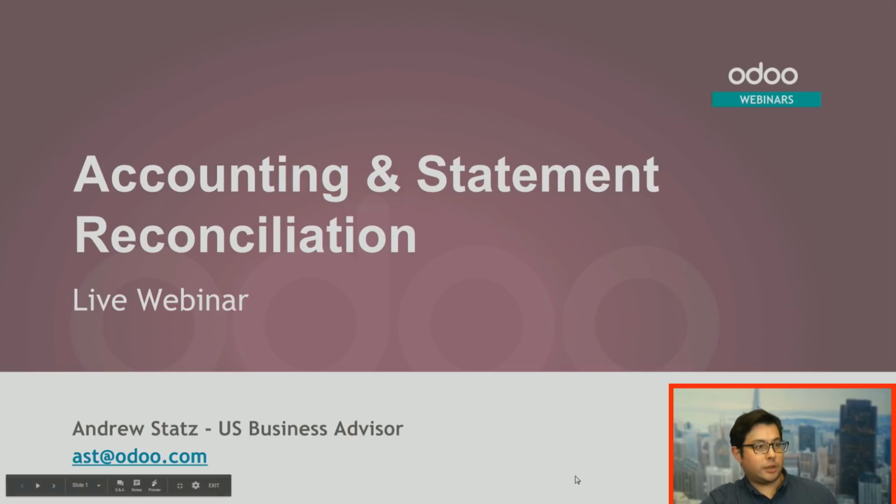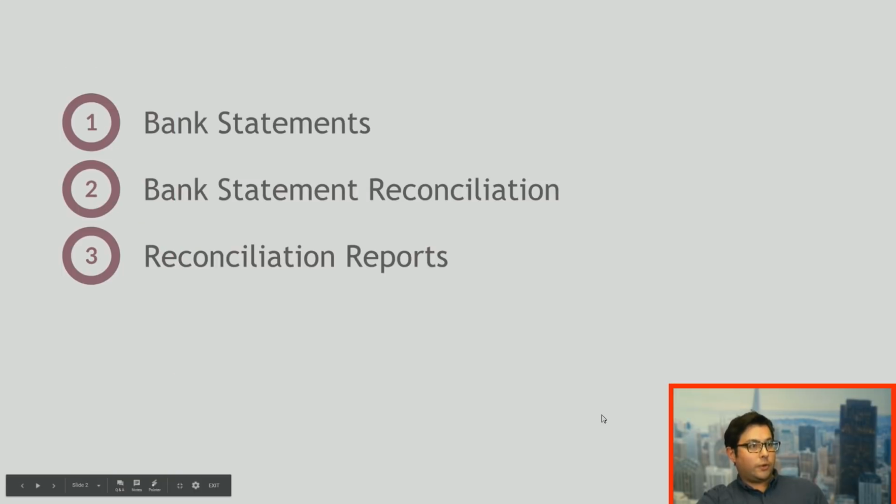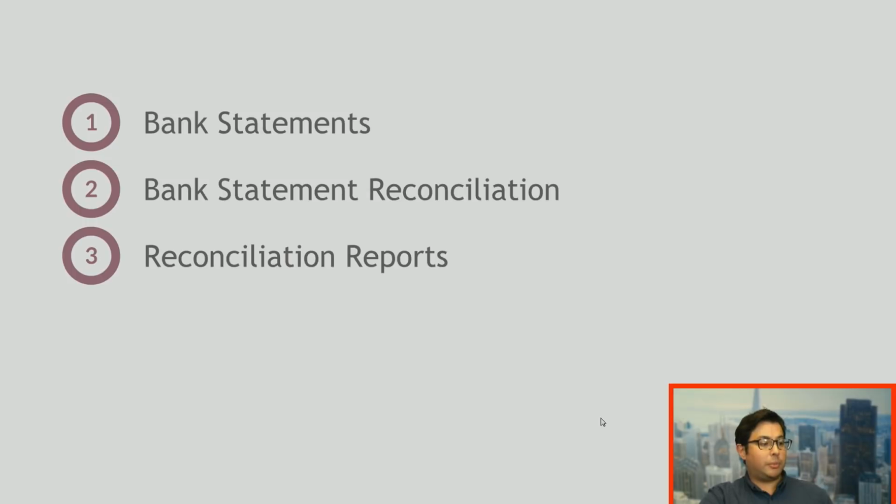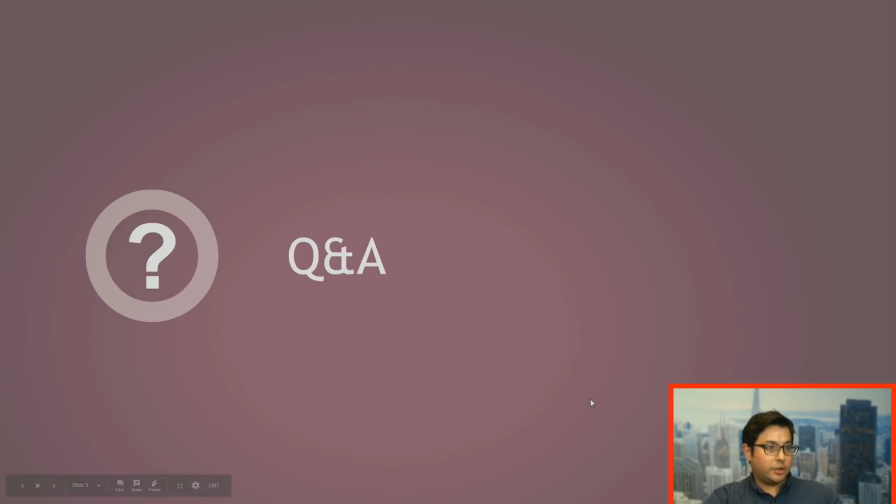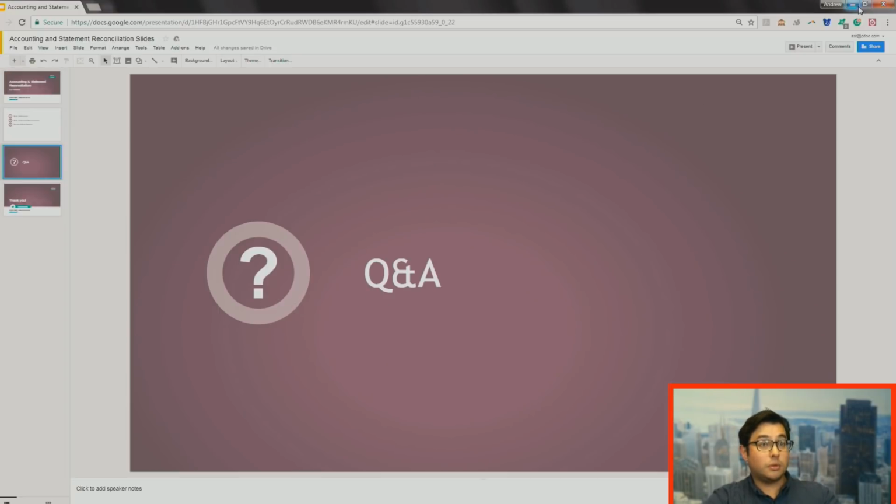Thanks, Todd. All right, everyone, hold on to your butts because we're going to go through the exciting world of accounting and statement reconciliation today. Let's get started. First I'm going to walk you through the three methods you can use to import bank statements into Odoo, and then we're going to take a look at bank statement reconciliation. Finally, we're going to look at reconciliation reporting for unreconciled statements and outstanding payments, and how to export those reports. So with that said, let's get into it.